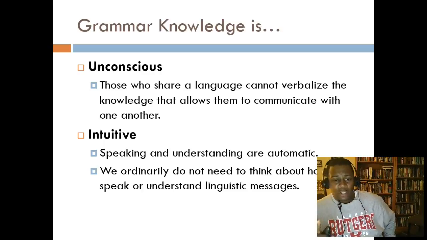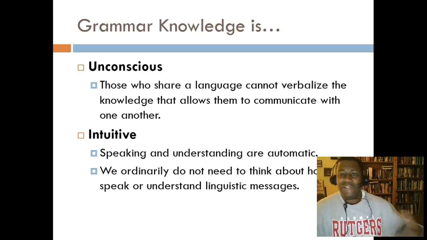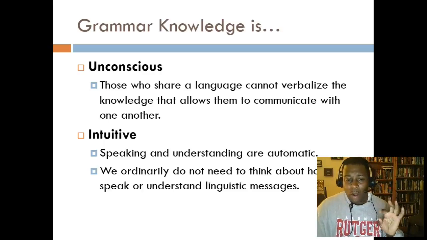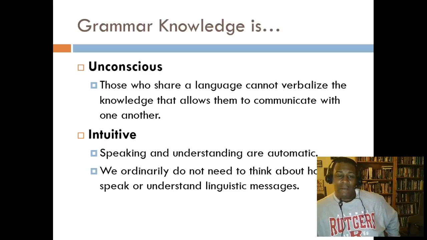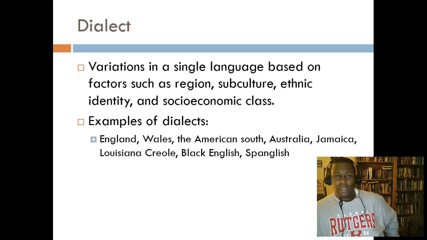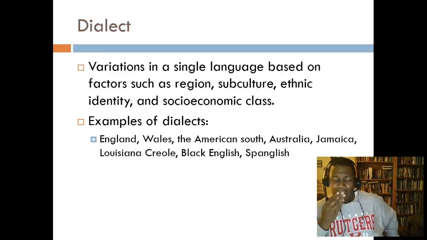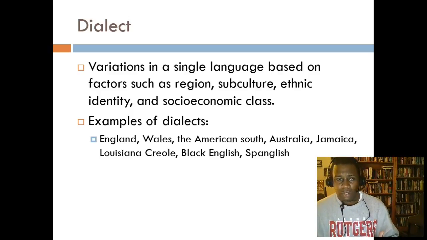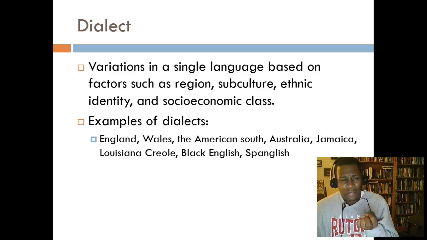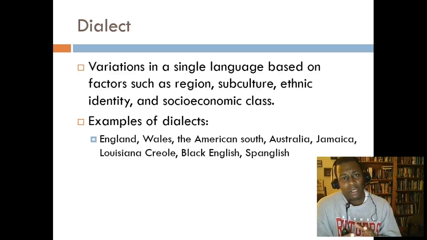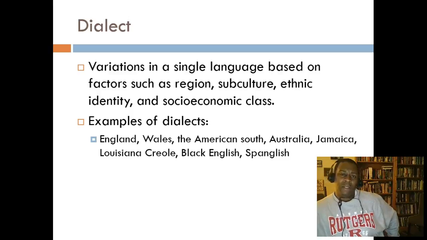Grammar knowledge is unconscious, but it is also intuitive, meaning that we don't discuss it explicitly, but we know it. The speaking and understanding are automatic, and we ordinarily do not need to think about how to speak or understand linguistic messages. The important thing to understand about language is that I need to be able to send a message that allows the receiver to understand it, to understand the grammar of it, to be able to process the content of my message, and then to be able to respond appropriately.